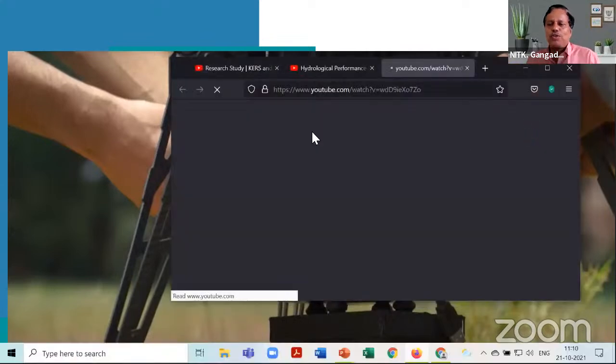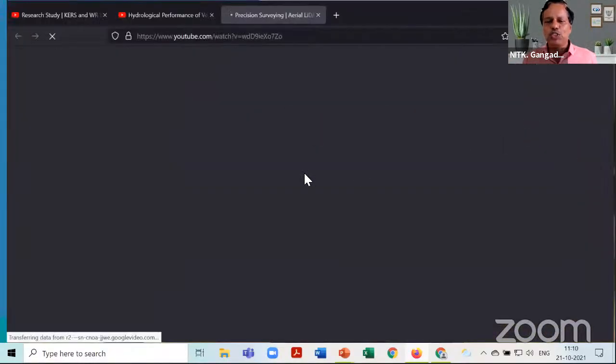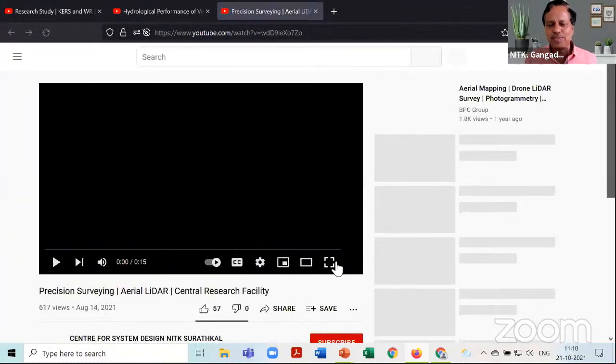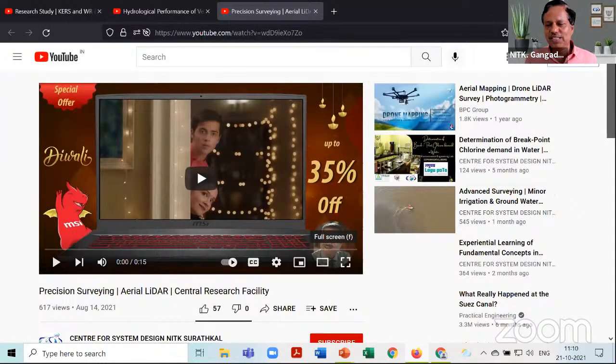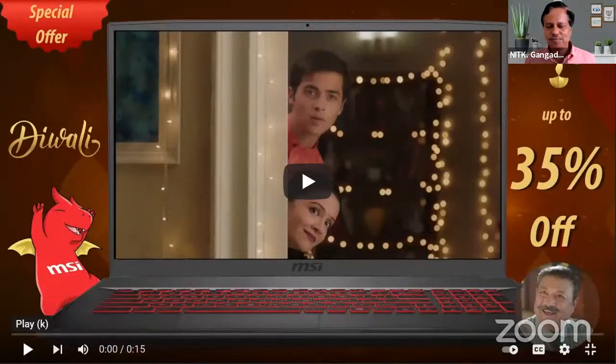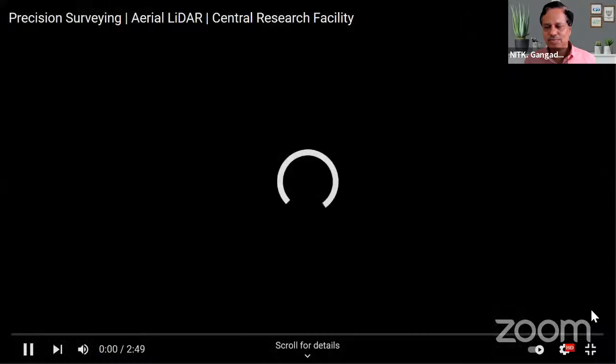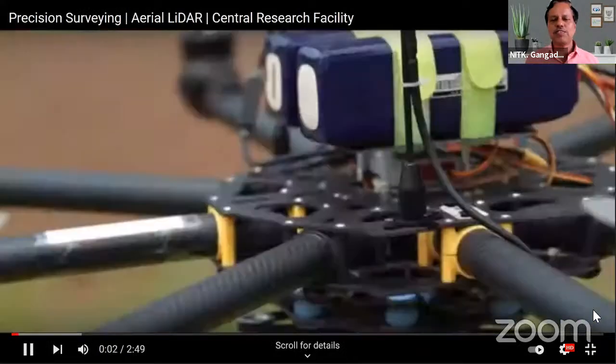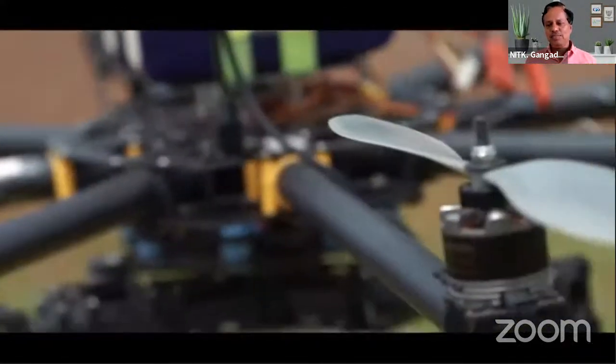I'll also show you some of the advanced approaches which we use for surveying. That could be an initial advertisement. This is a precision survey using LIDAR. Yeah, this is in English.